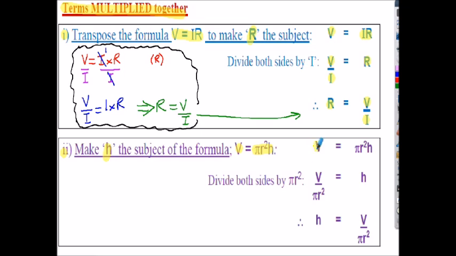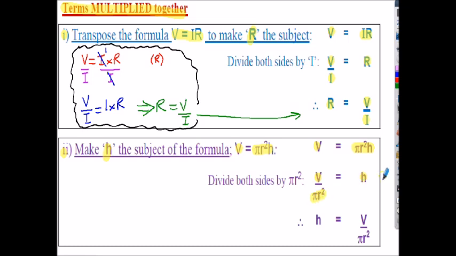So given the equation v is equal to pi multiplied by r squared multiplied by h, I need to rearrange the equation to find h. Now, because all the terms are multiplied together, I can simply divide throughout by pi r squared. If I divide both sides by pi r squared, I will end up with h on the right hand side, but I'll end up with v divided by pi r squared on the left hand side. So that's now equal to h.